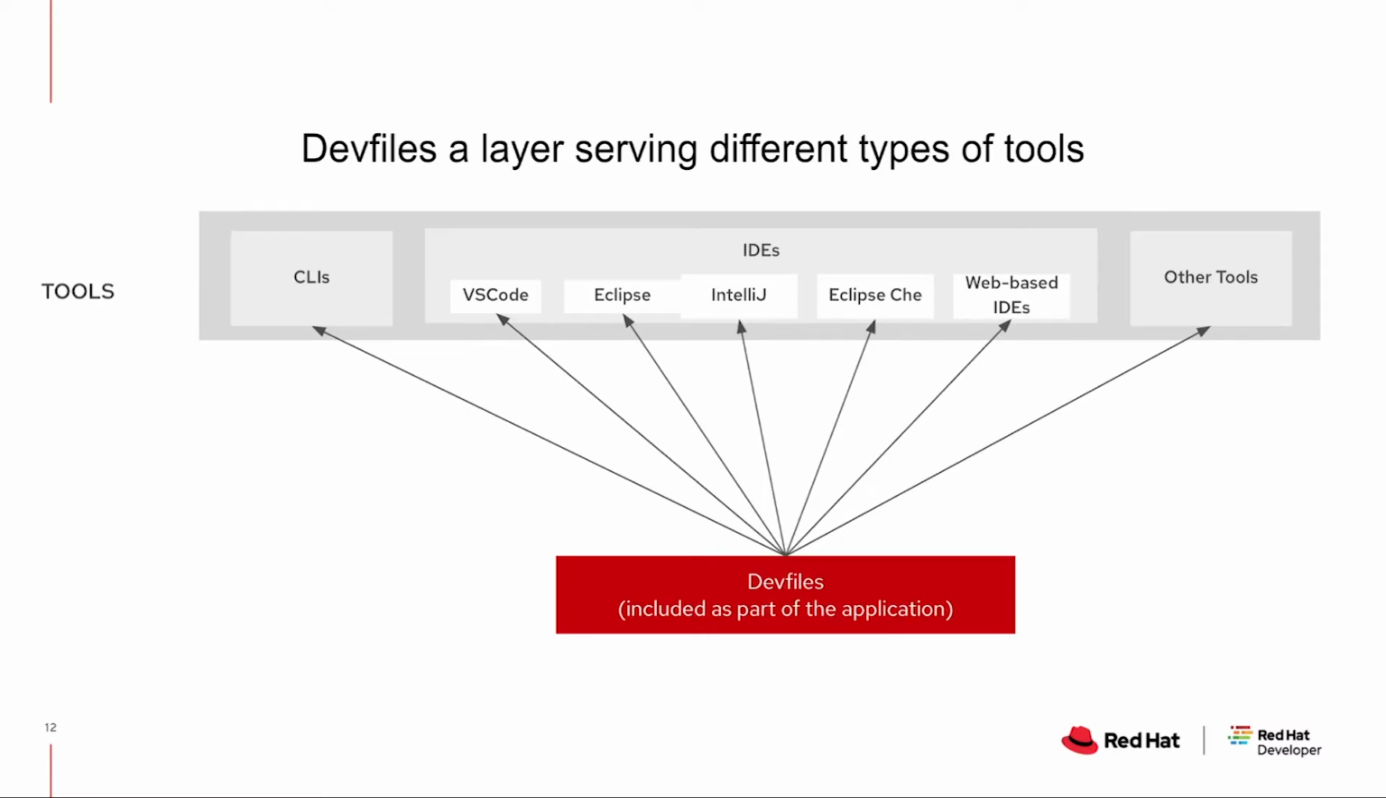Once you have a dev file included as part of the application, the tools will be able to recognize it and know how to build and deploy the application. If you don't have a dev file already as part of the application and want to reuse what's available out there, that's where the dev file registry can help.